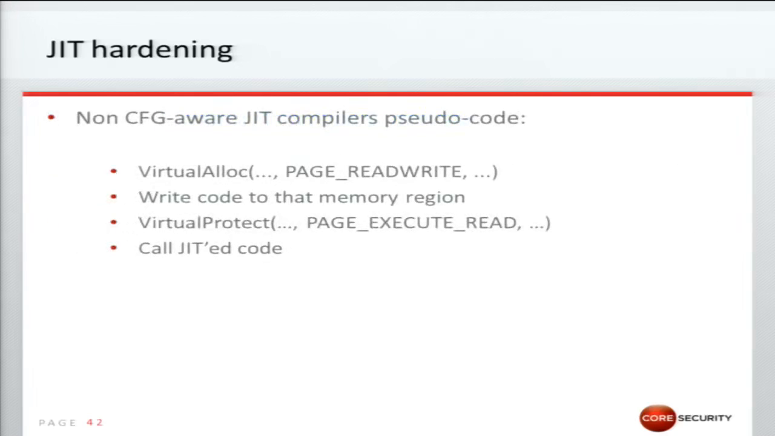Why is this? Well, this is the pseudocode of just-in-time compilers which are not aware of CFG. First, usually the just-in-time compiler will start by allocating a new memory region with read and write permissions. Then the just-in-time compiler will emit new code and write that code to the new memory region. Then it will give the newly generated code execute and read permissions, so now it's ready to call that newly generated code.